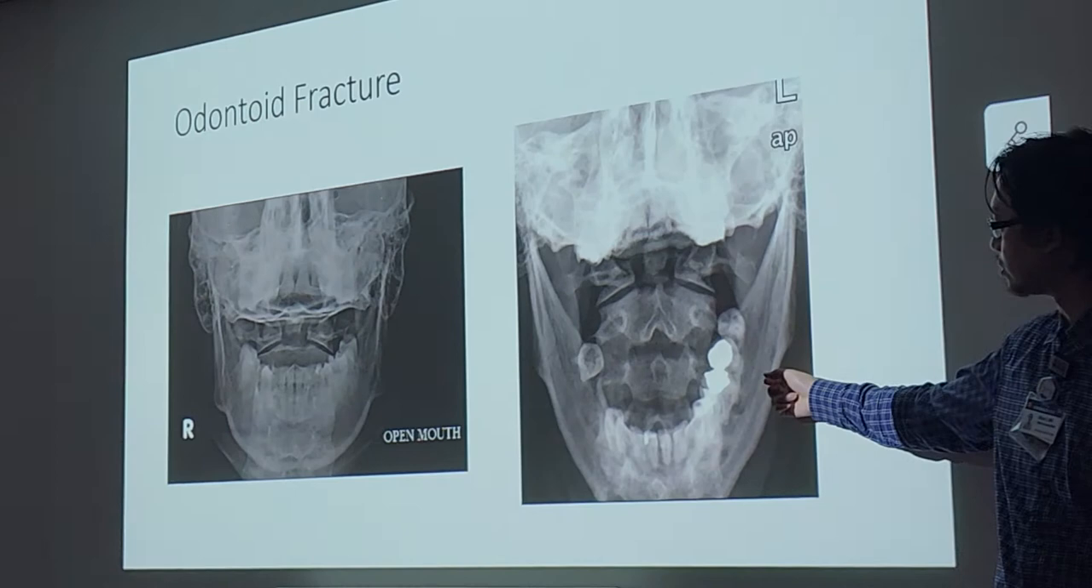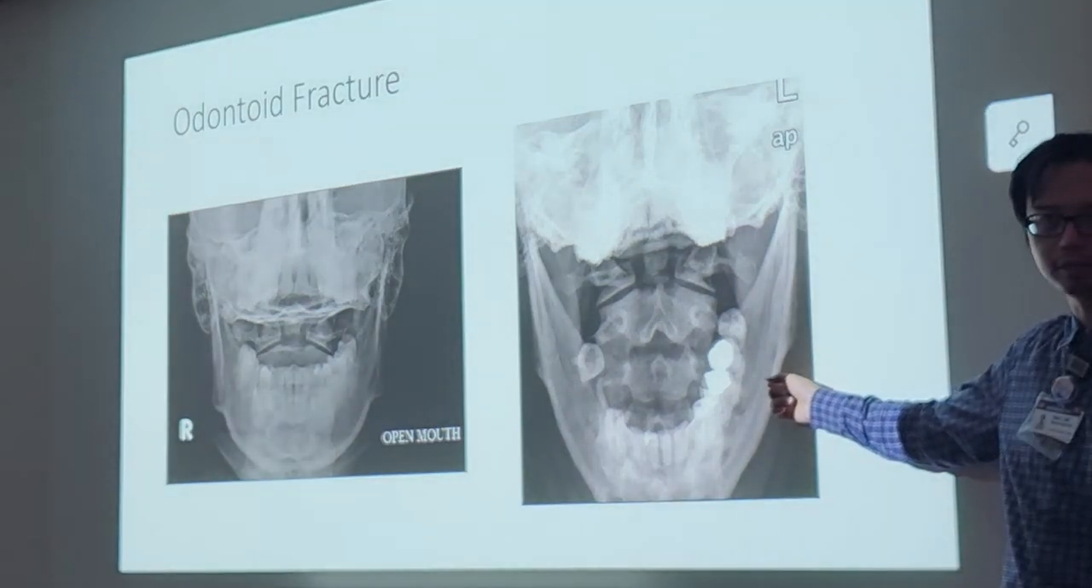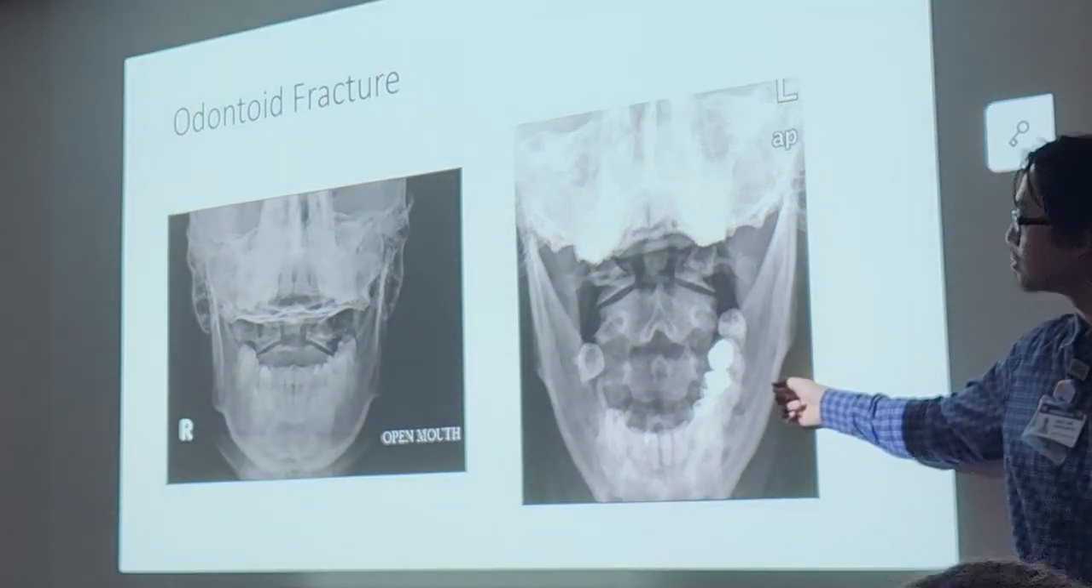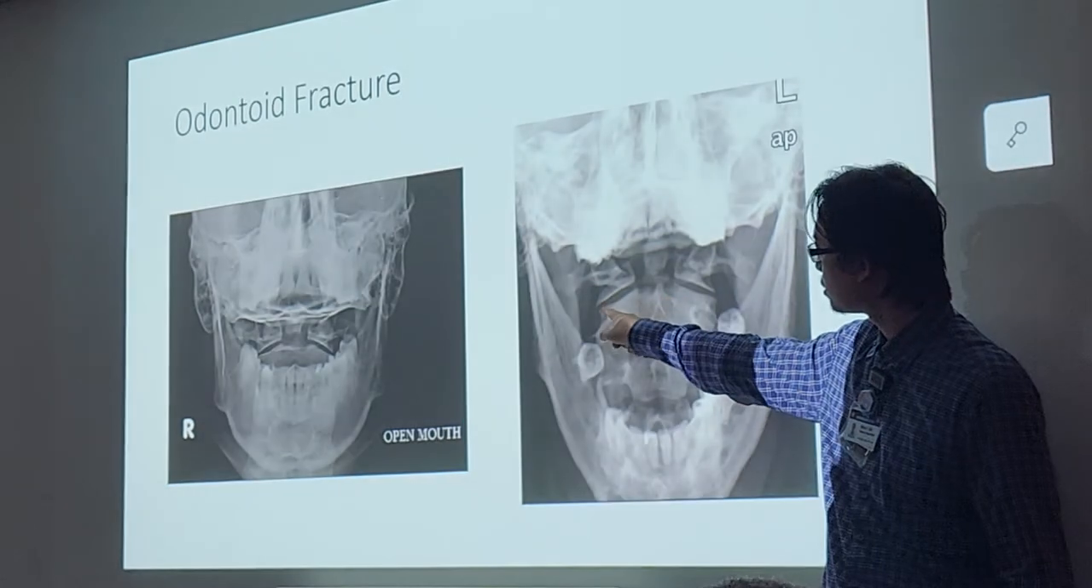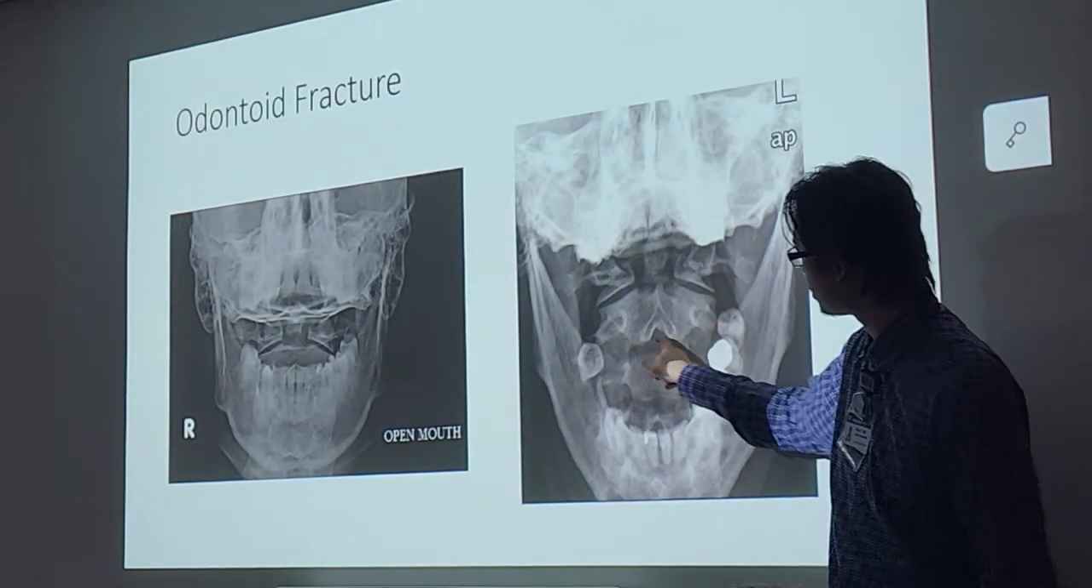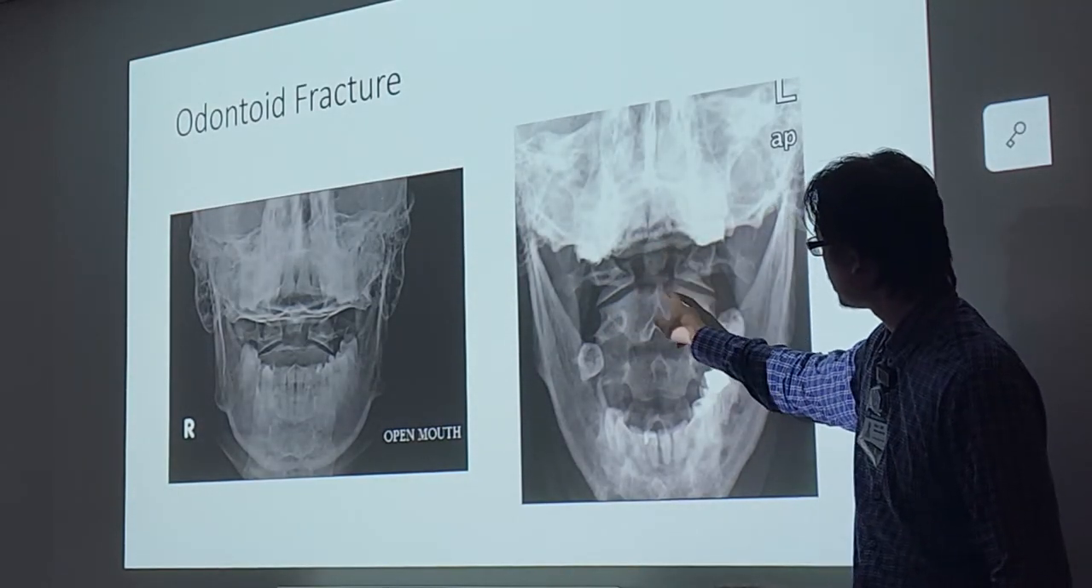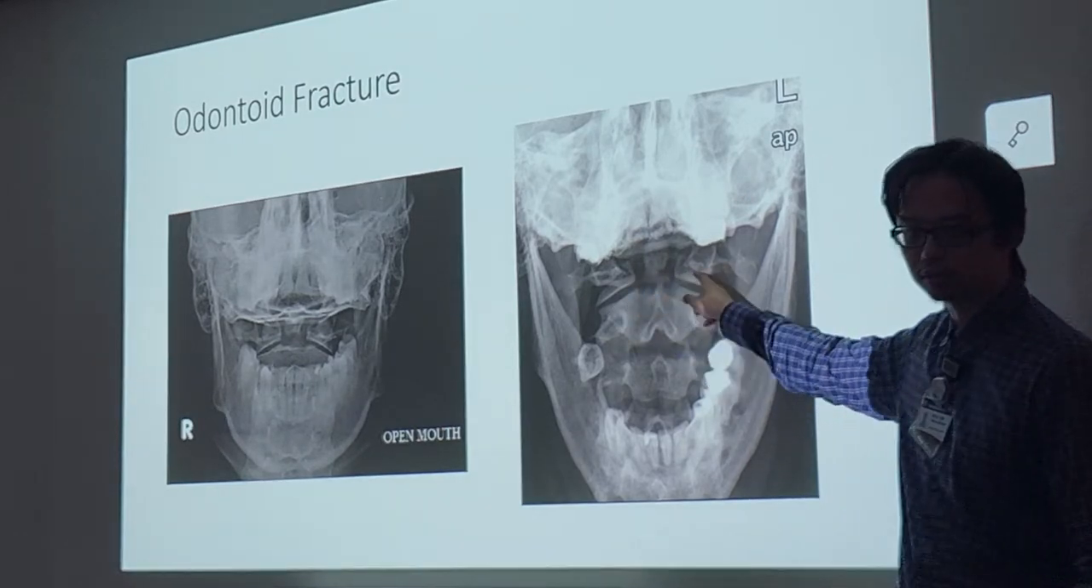Over here, can you see it on the right image? Yes. Same thing. We've got our C2 right here. Here's that odontoid. And here's that fracture right across.